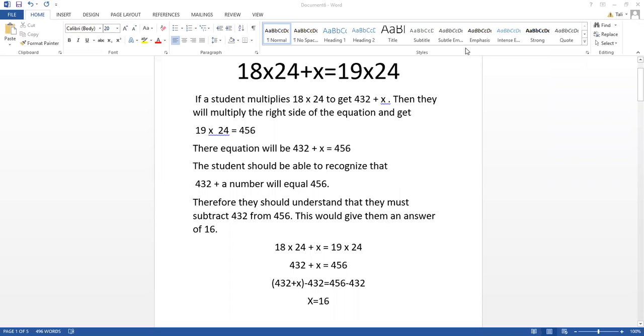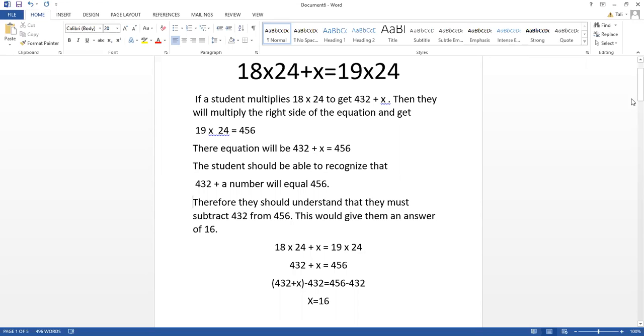The student should recognize that 432 plus a number will equal 456. Therefore, they should know that they must subtract 432 from 456, and the answer would be 16.